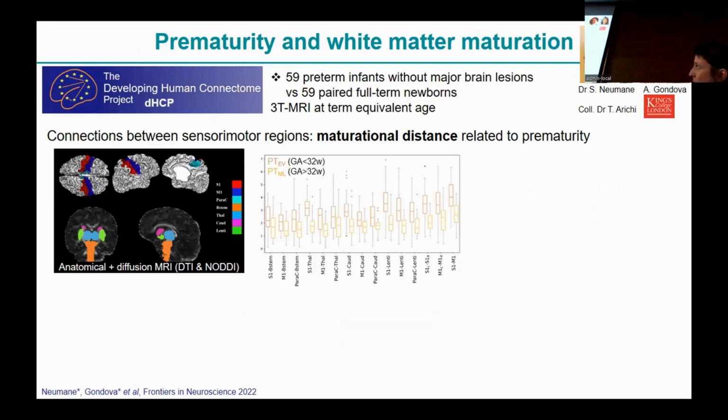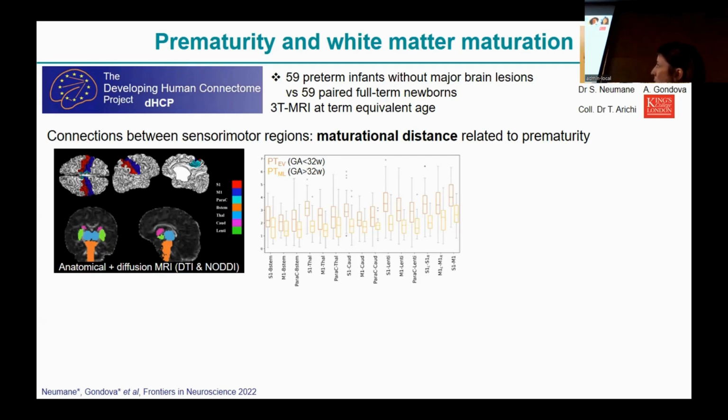In this work, we were interested in connections between sensory motor regions, and we wondered whether prematurity might have a differential effect on this connection. So we studied a cohort of preterm infants without major brain lesions, scored mainly as normal, and we compared them with full-term neonates. These acquisitions were performed at 3T, and the preterms were scanned at term equivalent age.